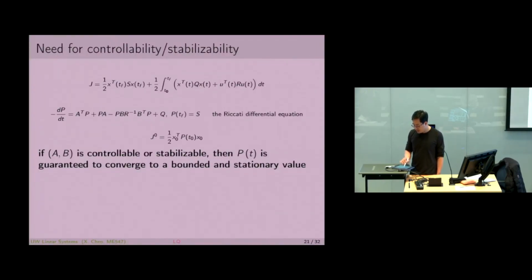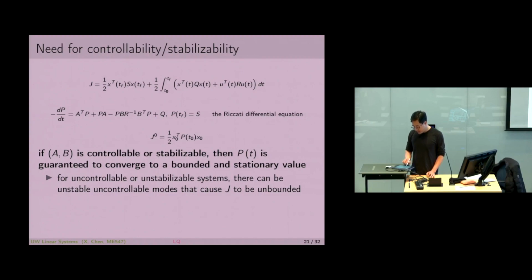First, the need for controllability or stabilizability. In this performance index, it turns out if A, B is controllable or stabilizable, then this Riccati equation will converge to a bounded and stationary value, like what we saw earlier. In the demo that I showed you, if you recall, A is equal to [0, 1; 0, 0], and B is equal to [0; 1]. This system, A, B, defines a controllable pair. We saw the good convergence.